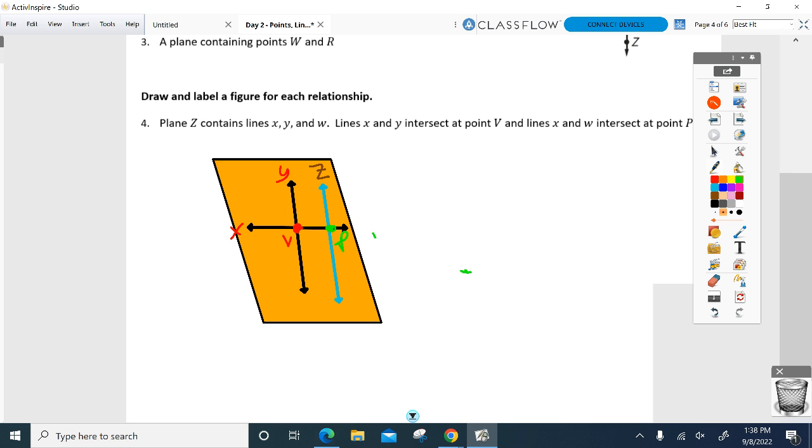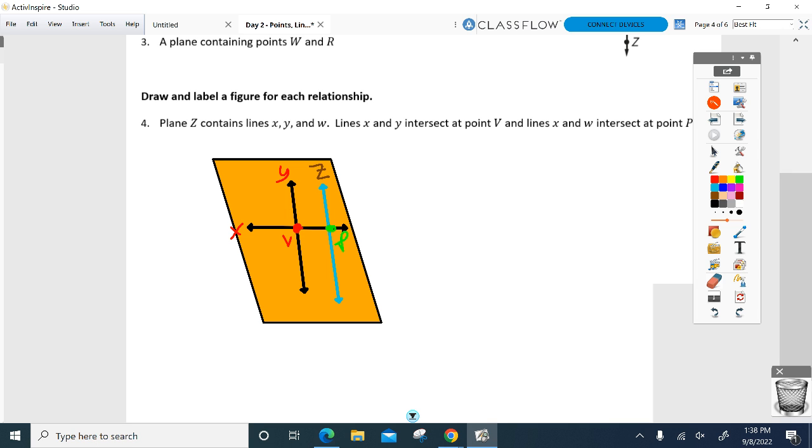Again, I would have to come around and look at everyone's individually to see if you're correct, but just make sure the two lines intersect at V, two lines intersect at P. Any issues with points, lines, and planes? Because I got to go over a couple more.